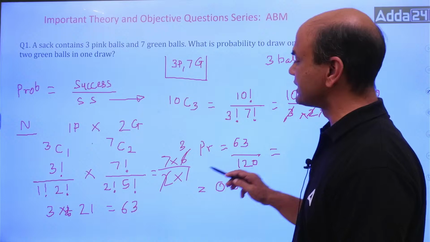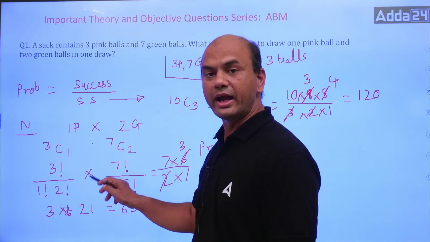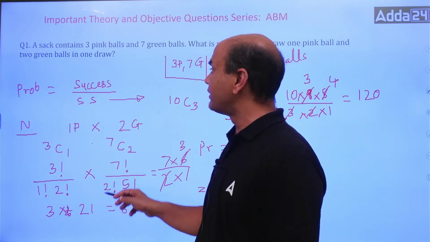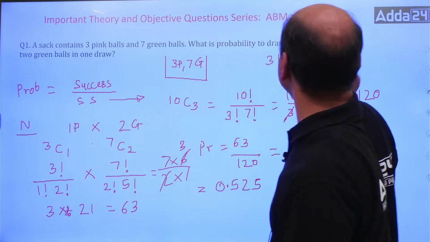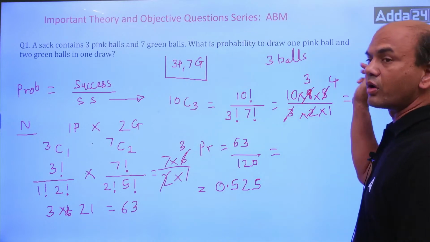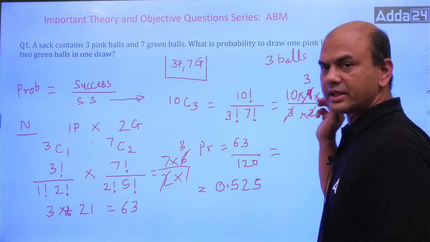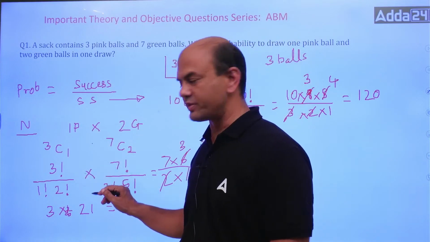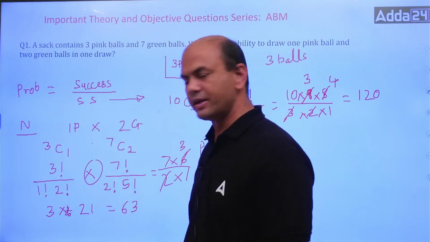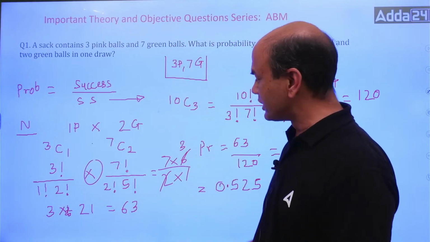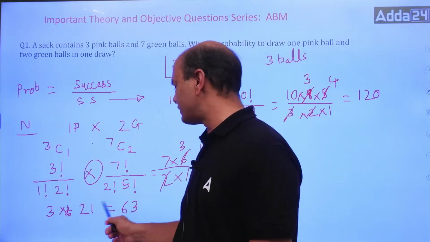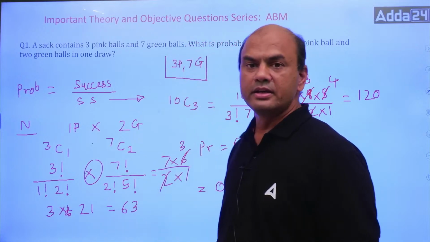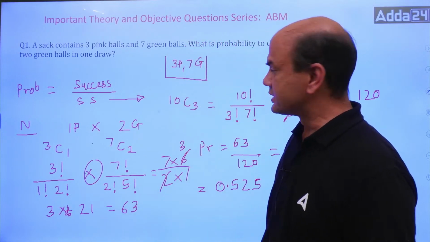See, what is this? This is success because you require and, multiply. If they would have asked you or, meaning 1 pink or 2 green balls, then it would have been plus. Whenever there is or, you always plus. Whenever there is and, you always multiply. So here I'll multiply 3 into 21, 63. So my success is 63.